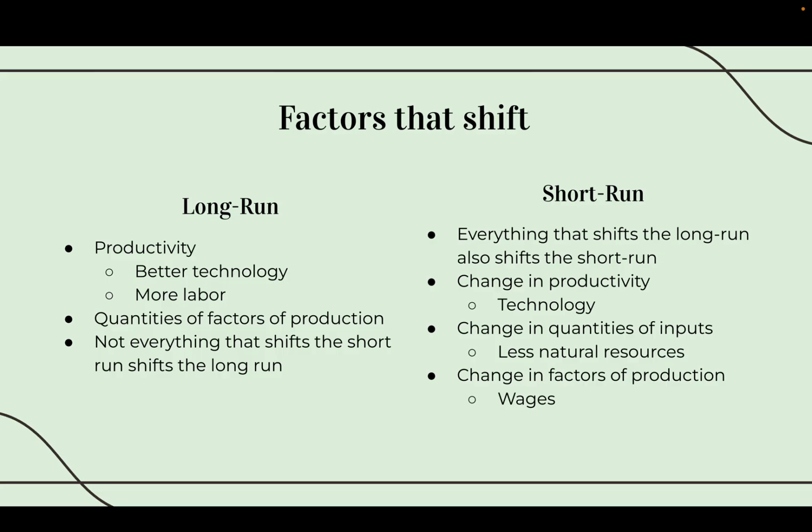And so if we go over to the short run curve, we'll see the same things that shift the long run curve shift the short run curve. So changes in productivity again, and then changes in quantities of inputs, which we see here being an example of less natural resources. Another thing that shifts the short run but will not shift the long run is changes in prices of factors of production. So this is things like wages or the price of inputs. So if the price of oil, a very, very popular input, increases, then we're going to see the short run curve shift to the left, but the long run curve will not shift. It'll just shift the short run.